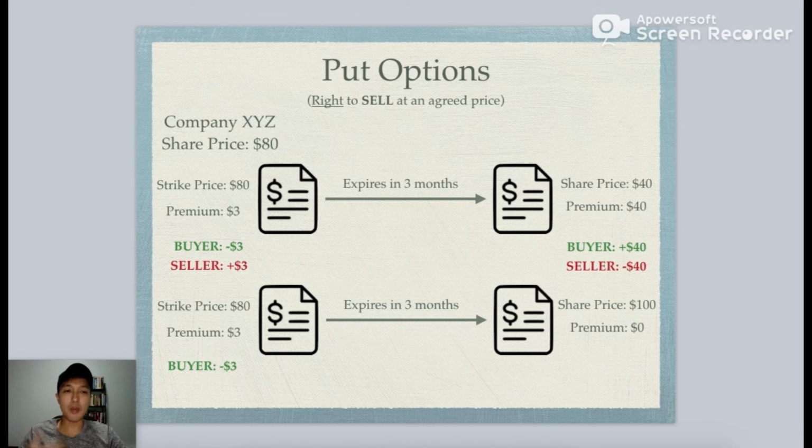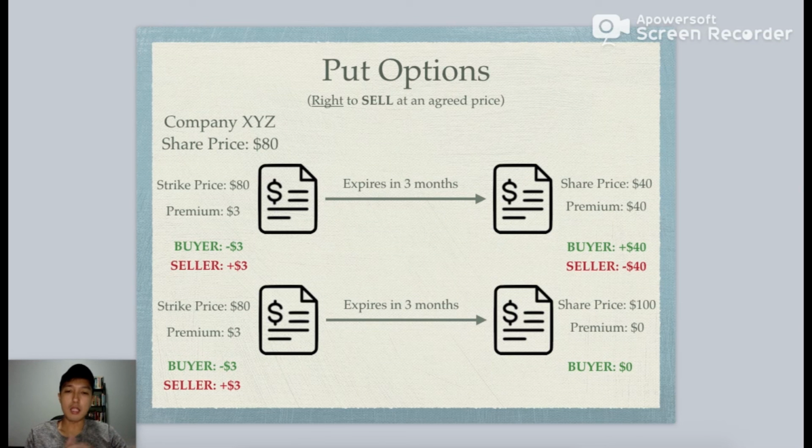Let's say the share price went up instead of going down. Alright, so the buyer will have paid $3, same thing, going to pay $3 to buy the contract. But at the end of the 3 months, the share price went up, the put contract is not exercised, the contract is actually worthless, the buyer doesn't gain anything from it. And so net P&L, the buyer will actually have lost $3.